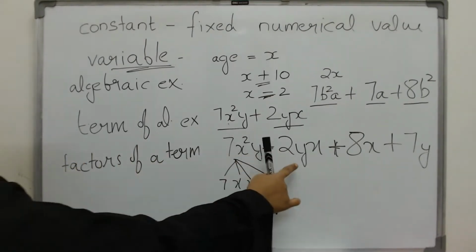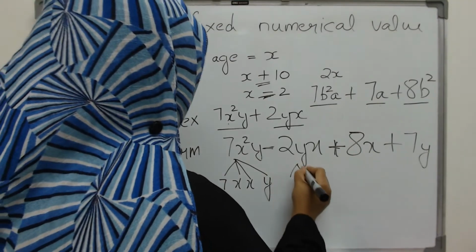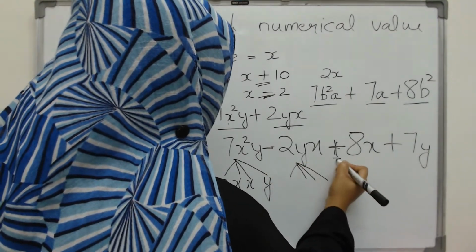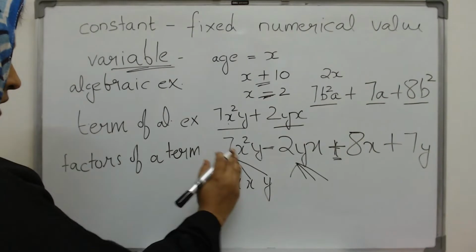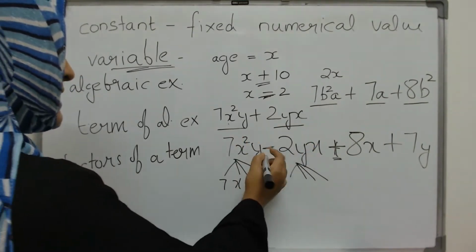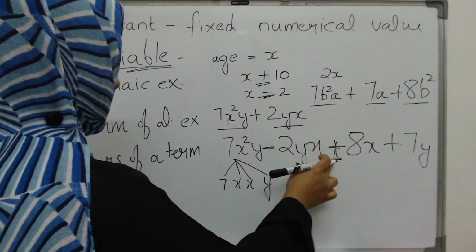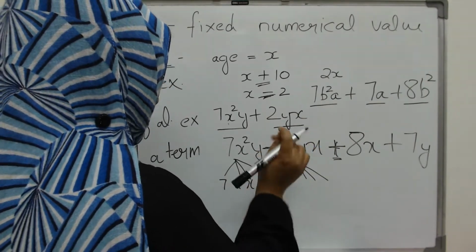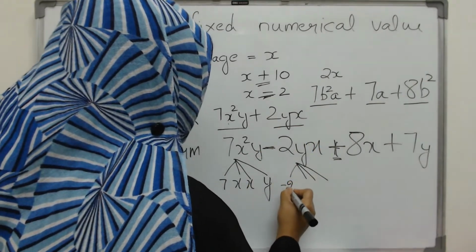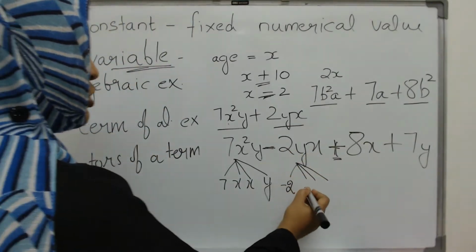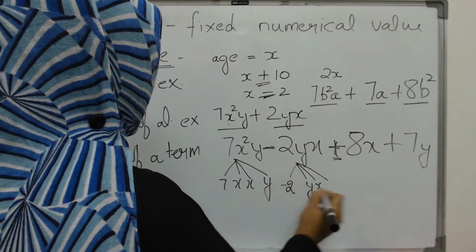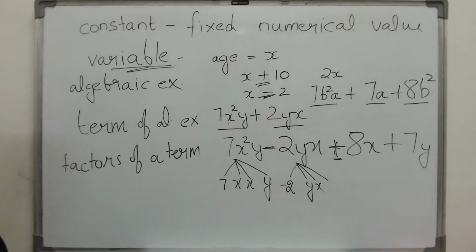Now go to the second term. And please remember, whenever you see a sign before a term, that sign belongs to the term. So this minus belongs to this term. So it is not just 2, it is actually minus 2. So minus 2, y and x. These are the factors of the second term.